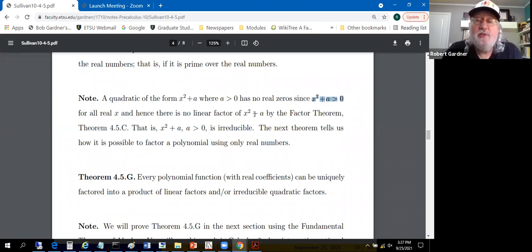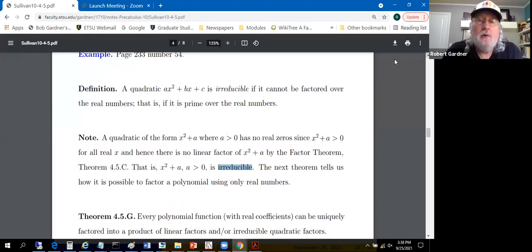In particular, it never equals 0. If it never equals 0, then it has no zeros, and so by the factor theorem, it has no linear factors. It can't be factored. It is irreducible. So here's an example of an irreducible quadratic, no x term, that's okay. The b parameter given here must be 0. So x squared plus a, where a is positive, yields some examples of irreducible quadratics.